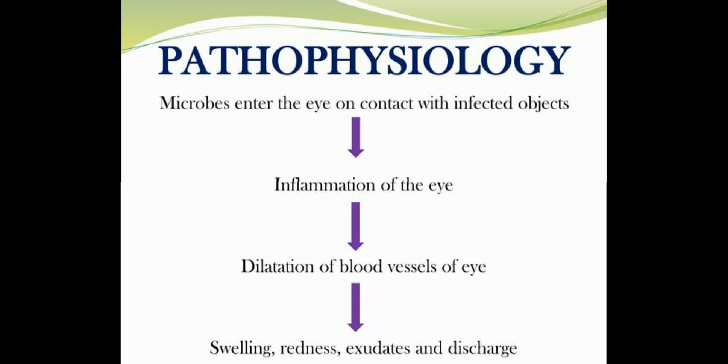Now coming to the pathophysiology of conjunctivitis. First of all, microbes enter into the eye on contact with an infected object. Then the eye becomes inflamed, and then the blood vessels of the eye dilate, and then swelling and redness start. So this is the complete pathophysiology of conjunctivitis.